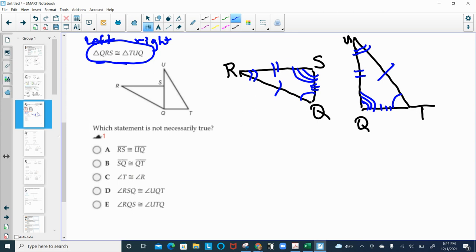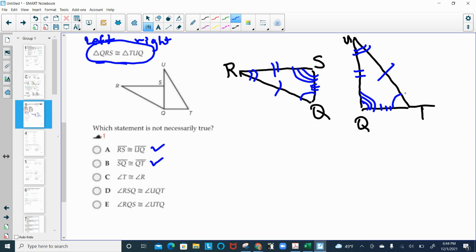So the question's asking us, we haven't even gotten to the question yet, which statement is not necessarily true. So let's take a look at the statements and try to figure out which one is not necessarily true. If you look at RS, it has 2 tick marks. If you look at UQ, it has 2 tick marks. That is a true statement. If you look at SQ, it has 3 tick marks. QT has 3 tick marks. That is a true statement.